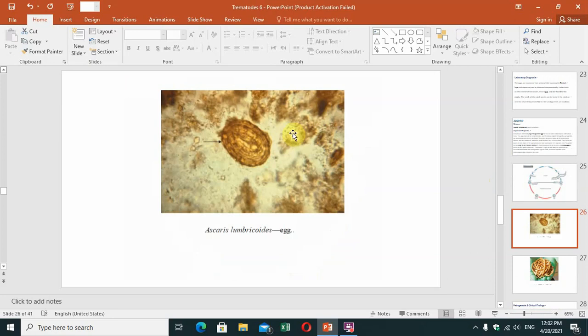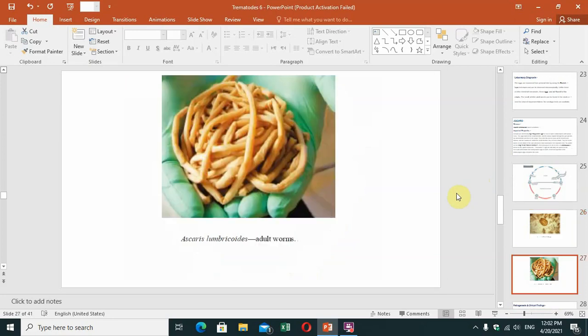This is the Ascaris lumbricoides egg. Ascaris lumbricoides is the adult worm.